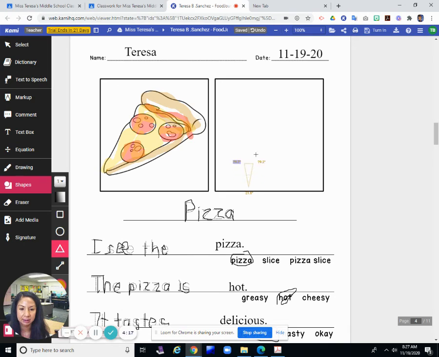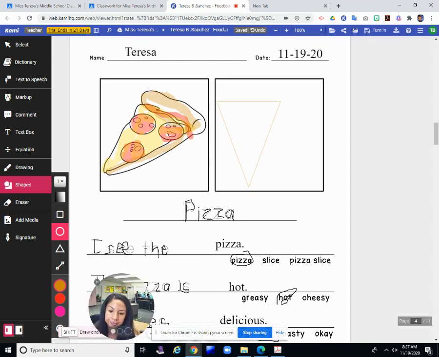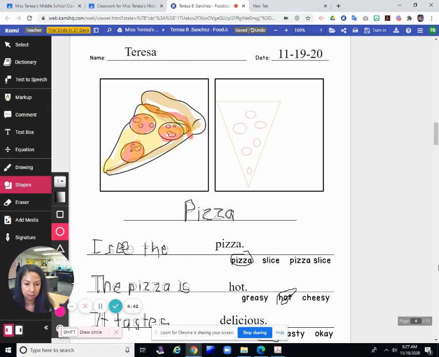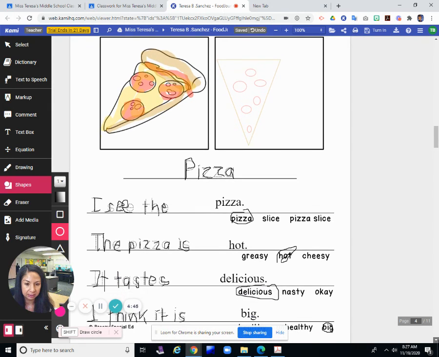And now I'm gonna draw a slice with my triangle tool and my circles. Okay, so there is my pizza. Okay. And that is the journal lesson for this morning.